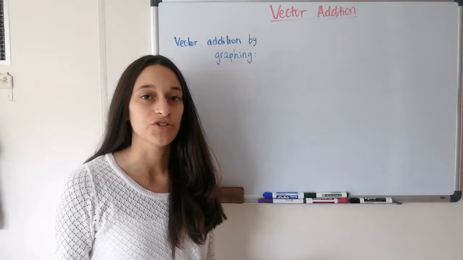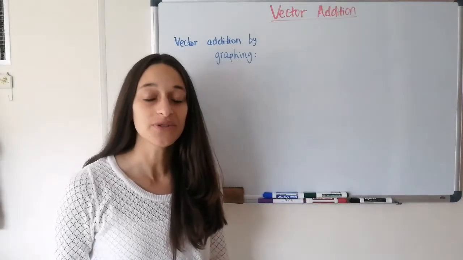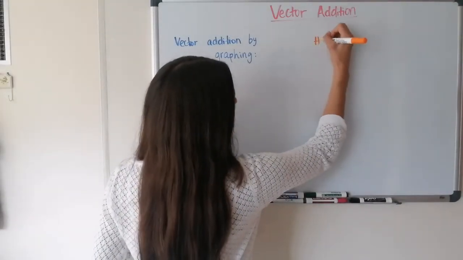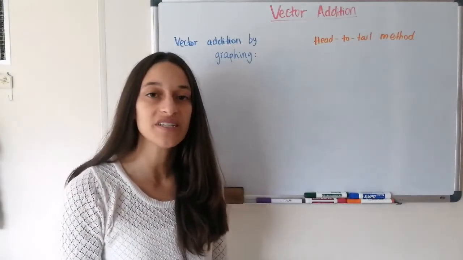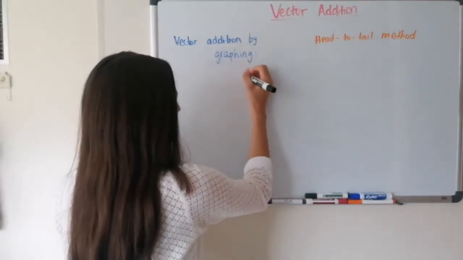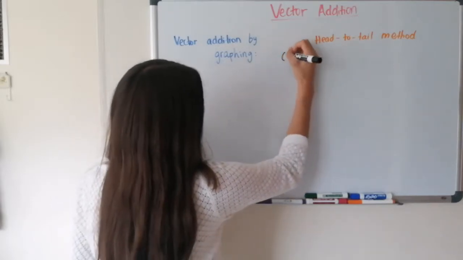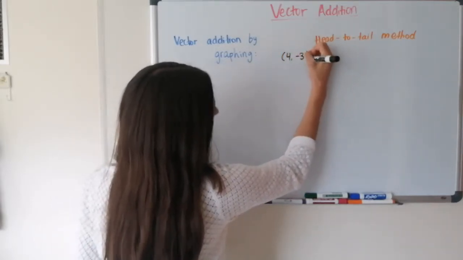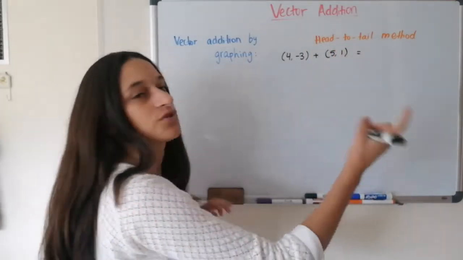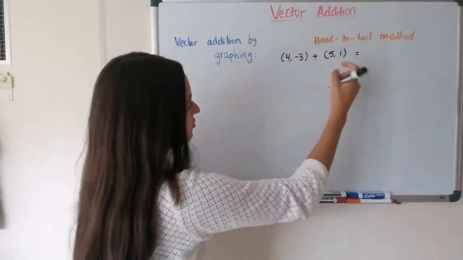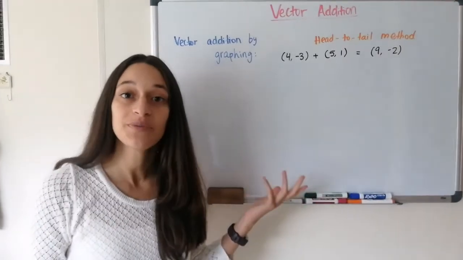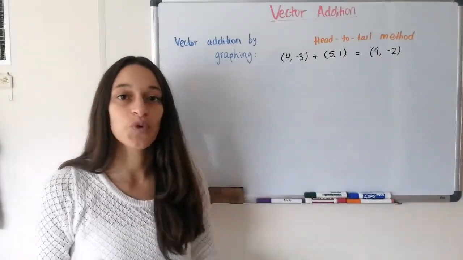Now, when we add vectors graphically, by drawing, we use a method called the head-to-tail method. When using the head-to-tail method, you always need to put your vectors on a coordinate plane. So, for example, let's say you want to add the vectors 4, comma, negative 3 and 5, comma, 1. So if you use the previous method, you already know this gives 4 plus 5 is 9, and negative 3 plus 1 is negative 2. Now we're going to learn a new method because sometimes you don't have this, you only have the arrow.